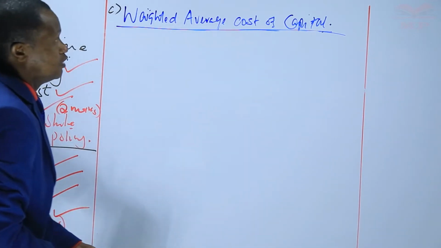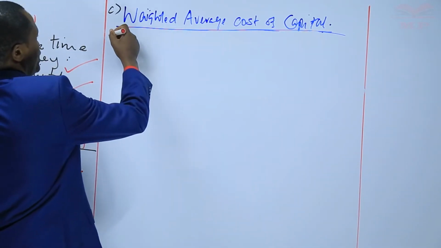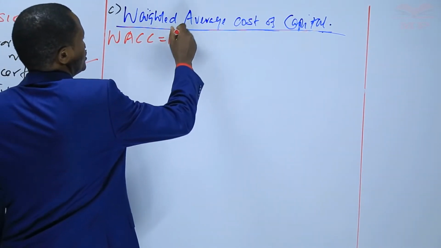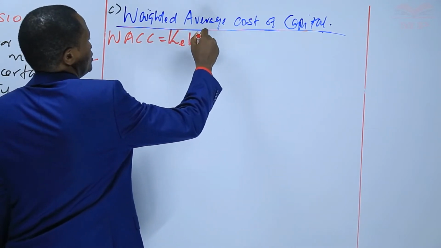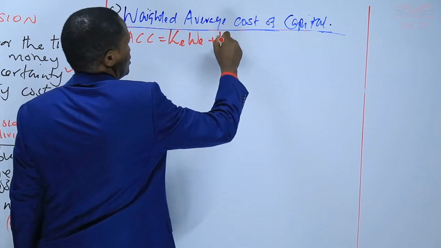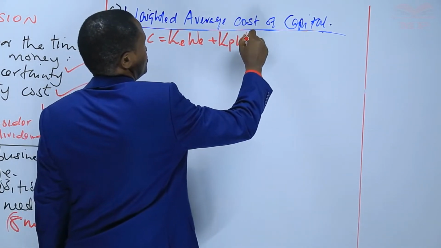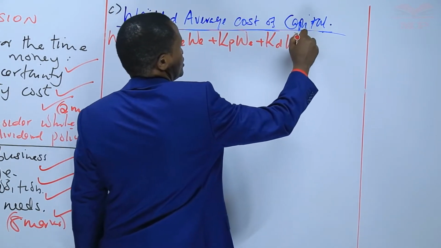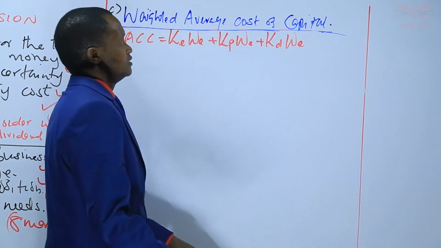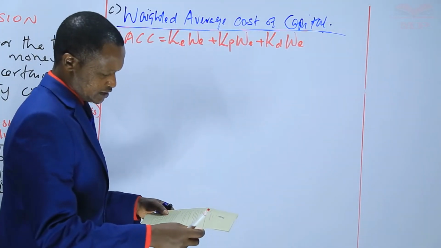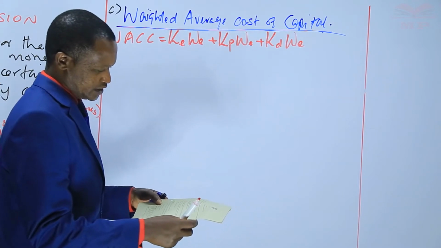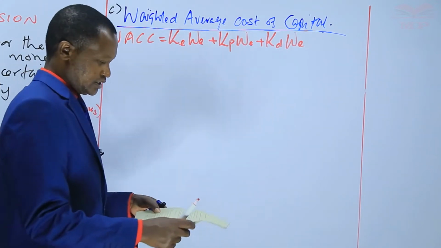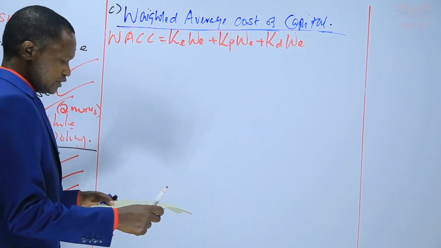Weighted average cost of capital. The formula for weighted average cost of capital is equal to cost of equity times the weight of equity, plus cost of preference shares times weight of preference share, plus cost of debt times the weight of debt. Because in this question there are 3 sources: ordinary shares, preference shares, and loan notes. This is a debt, a 14% loan note.